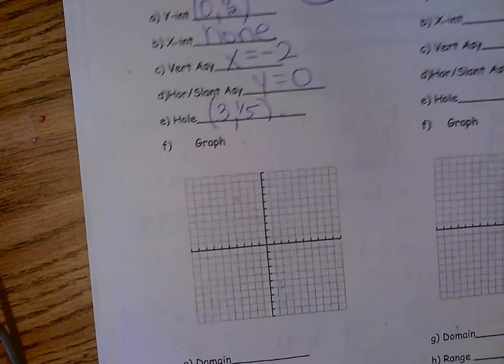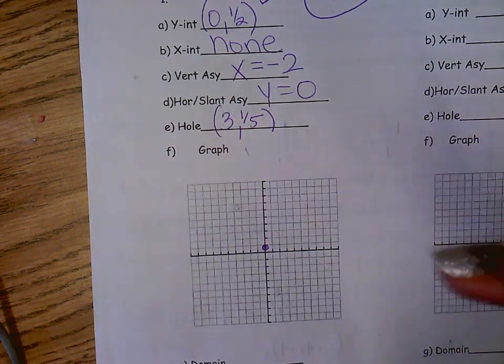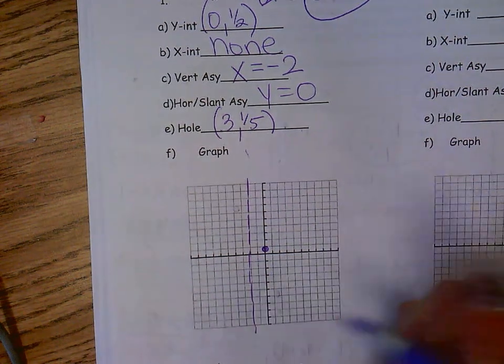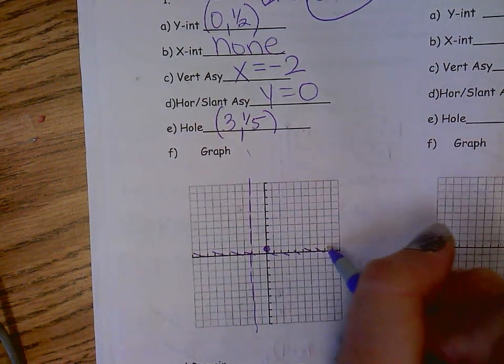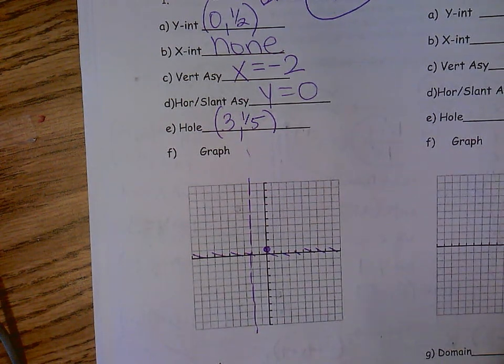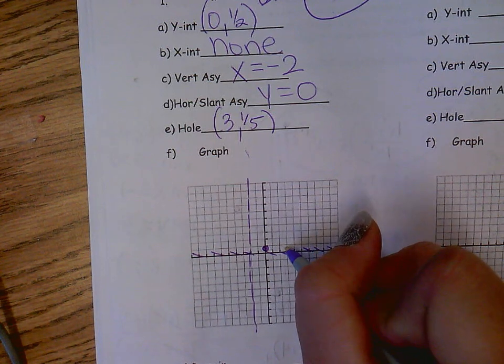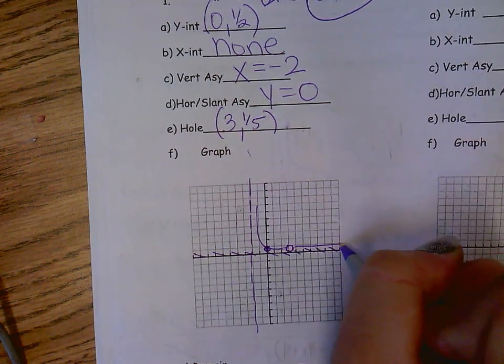All right. So let's see. We had 0, 1/2, no x-intercept, a vertical asymptote at -2, a horizontal asymptote at 0, and a hole at 3, 1/5. 1, 2, 3, 1/5. So it's kind of like this elbow is all in this top right region, right?